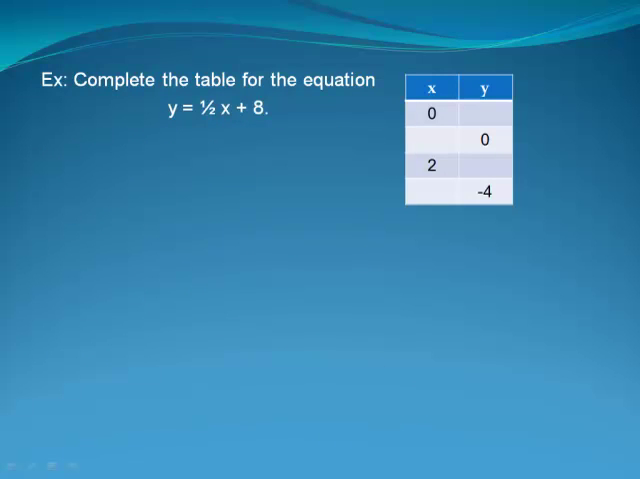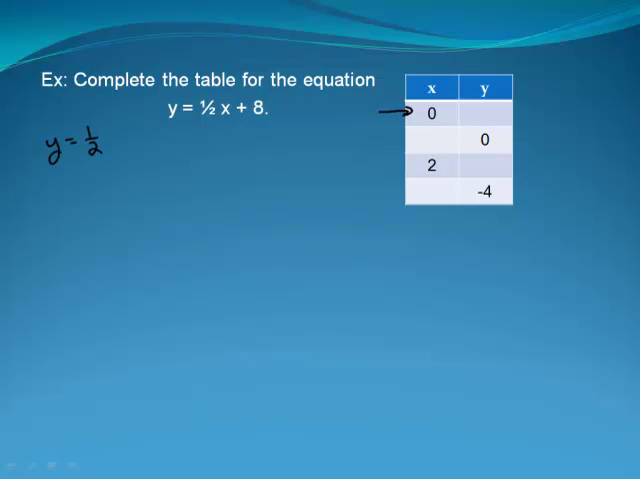Okay, so now let's say the problem asks the question like this. Complete the table for the equation y equals 1/2 times x plus 8. And they start the table for you. What they're doing here is telling you which variable to pick first and which to solve for. So we've got 4 points here to pick. We're going to start with the first one, where this problem is telling us to let x be equal to 0 and solve for y.